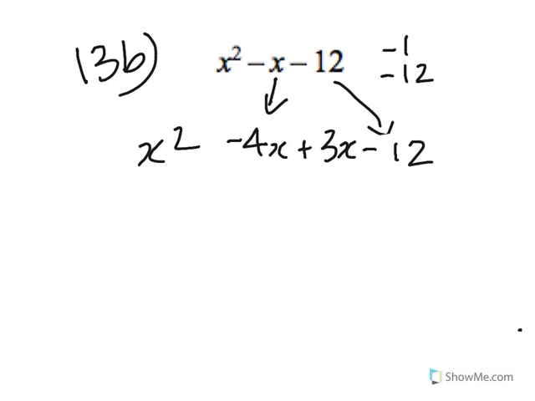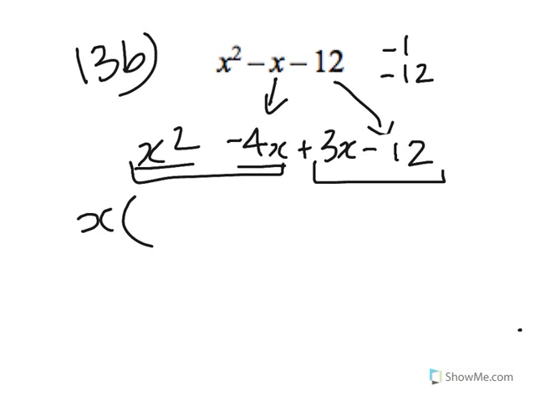Now you have to factorize each side separately. In this case, you find out what's common between x squared minus 4x. It's x. So x is common. Now you divide both the terms by x. So x squared divided by x is x, and -4x divided by x is -4. And the same thing you do with the other side.